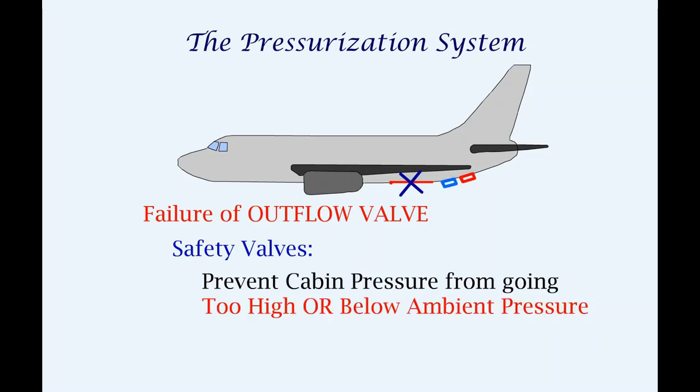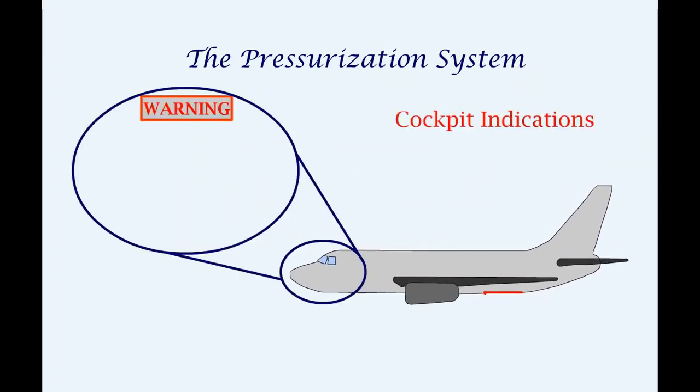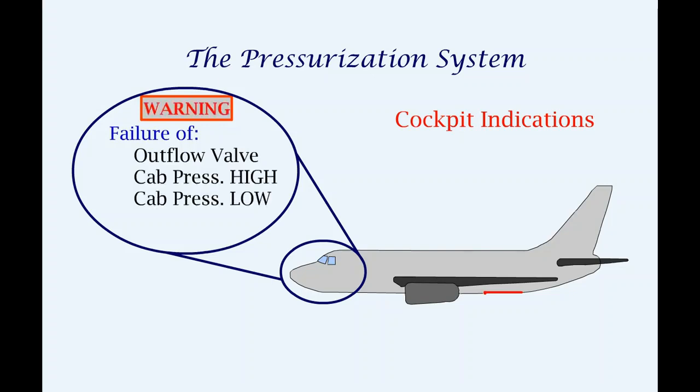Inside the cockpit, indications are given in case of failure of the outflow valve. So, the cabin pressure being too high or too low, or the failure of the regulator.